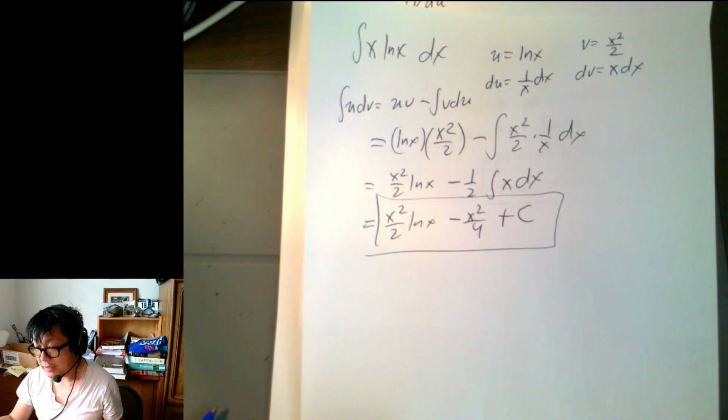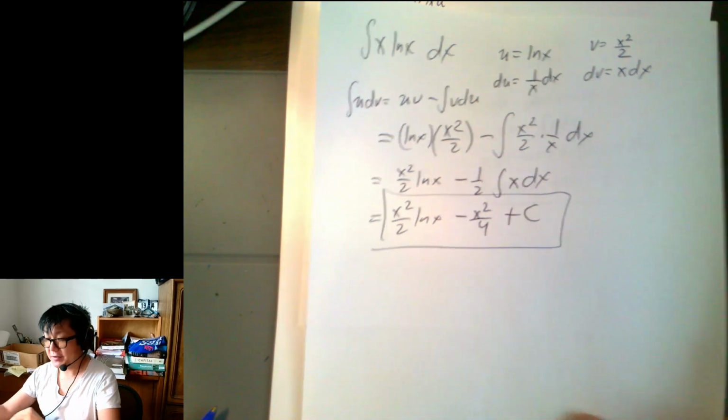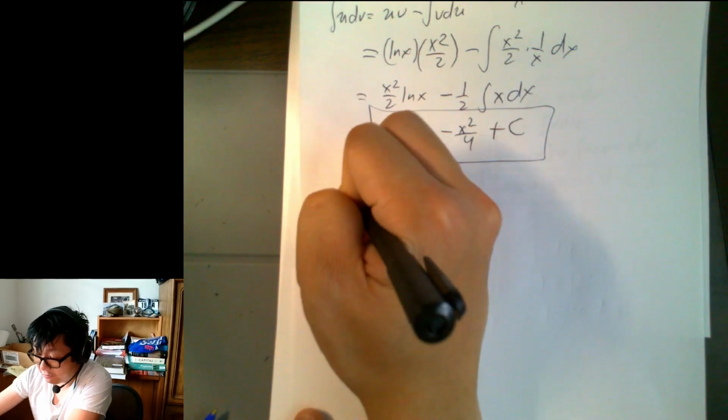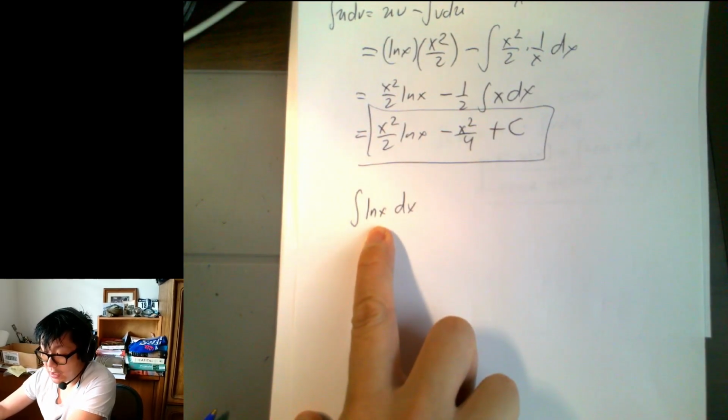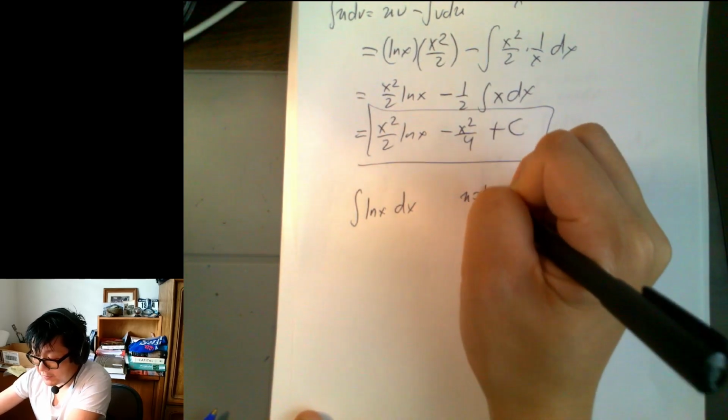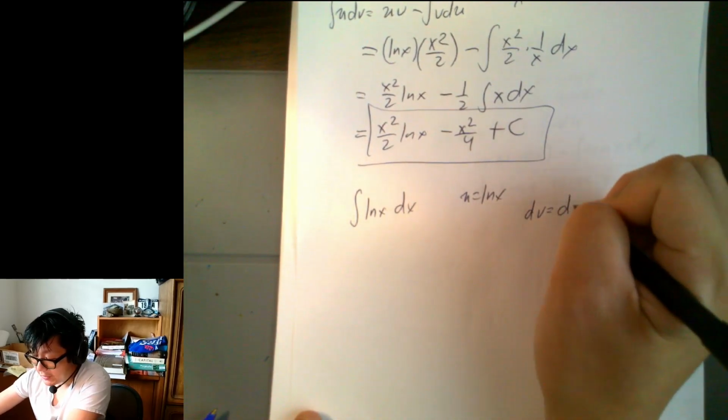Well, there are a couple special cases that we have to talk about. First of all, sometimes you will have only a single function inside the integral. In that case, your dv will often be dx. So how do we find the integral of natural log of x? Well, u would be natural log of x, and dv would just be dx.